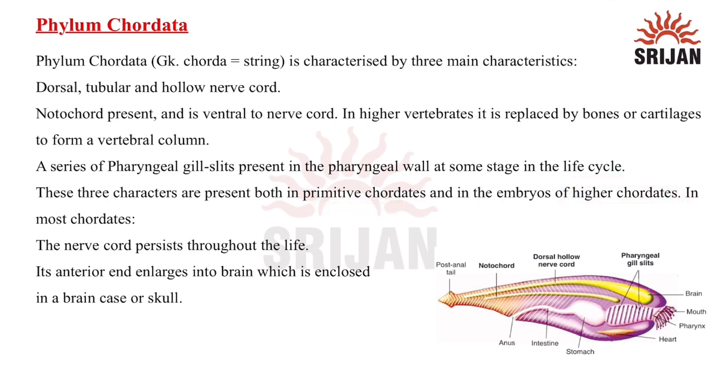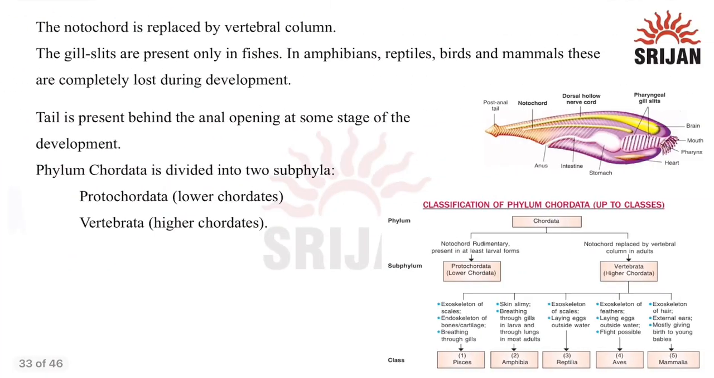Now the nerve cord, which is this nerve cord, persists throughout life in chordates, and basically the anterior end, which is this end, becomes the brain after enlarging, and it is enclosed in a brain case, specifically known as the skull. Now the notochord is replaced by the vertebral column.